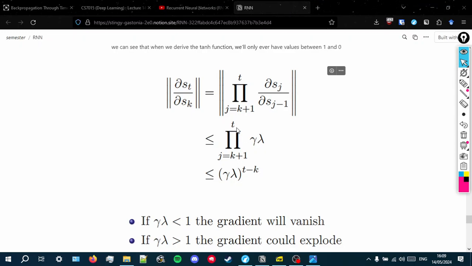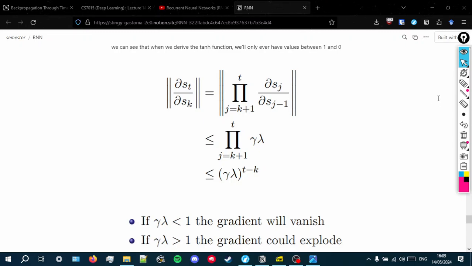T is the maximum number of time steps, and k is our starting point. So for example, if our input sequence is made up of 20 words, this will be like 20 minus 1, which would be 19. In a bigger, more realistic example, we can have a sequence of 1,000 words or 500 words or whatever.